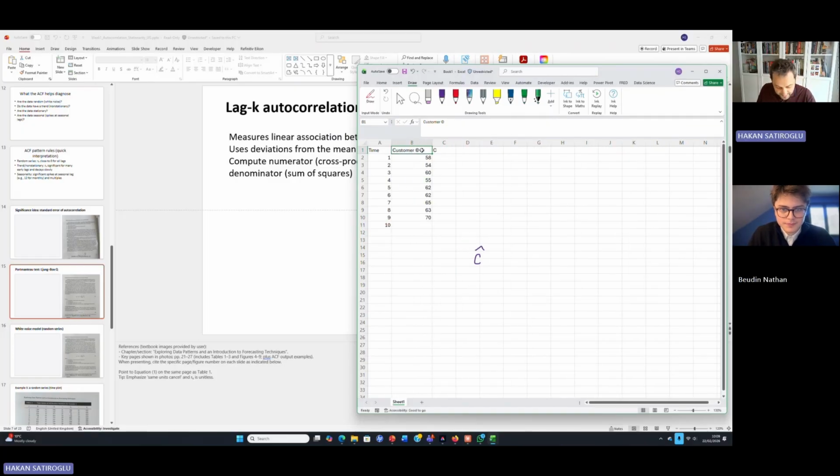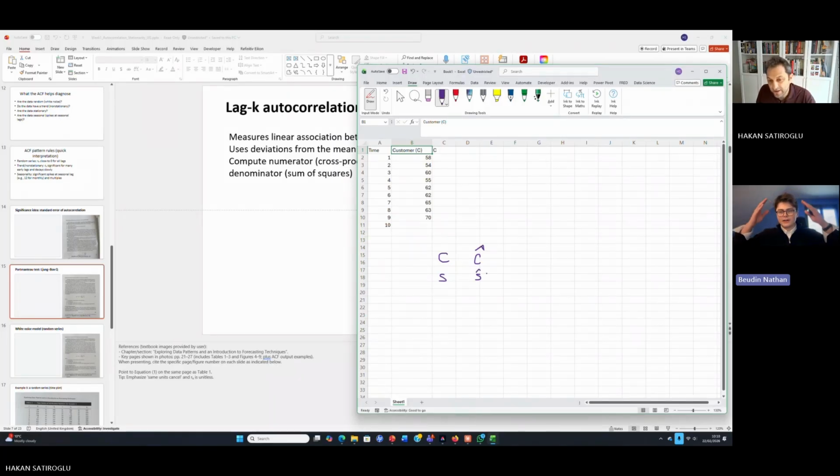So we see, normally when we say the number of the sales or customers, we say it that way. But when we estimate, we put a hat on it. So the hat means estimation. This is a start point.